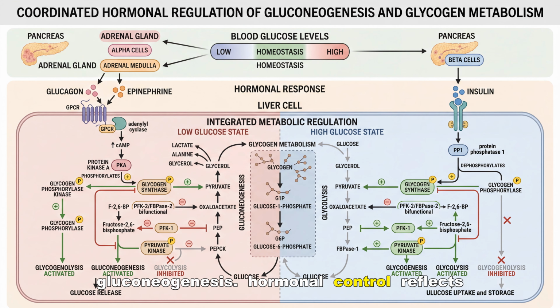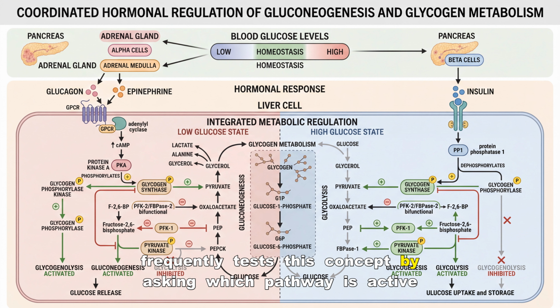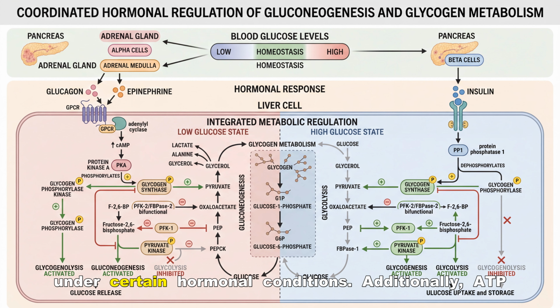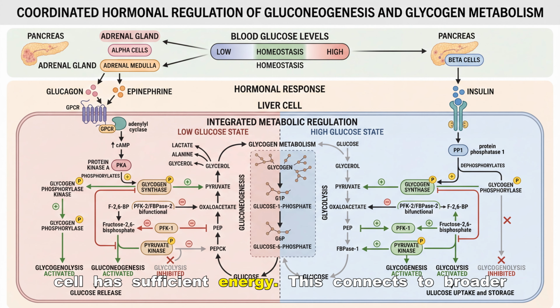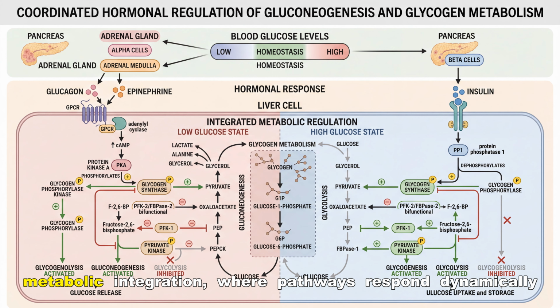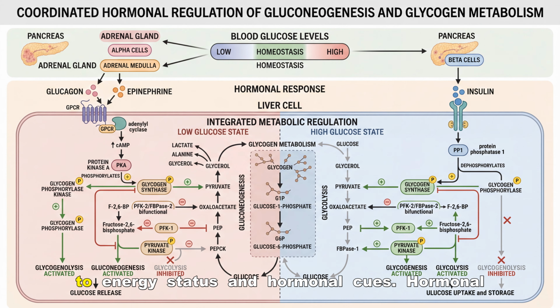This hormonal control reflects the fed versus fasting states. The MCAT frequently tests this concept by asking which pathway is active under certain hormonal conditions. Additionally, ATP and citrate inhibit glycolysis and favor gluconeogenesis, signaling that the cell has sufficient energy. This connects to broader metabolic integration, where pathways respond dynamically to energy status and hormonal cues.